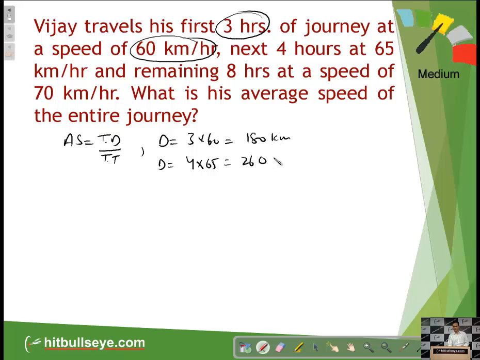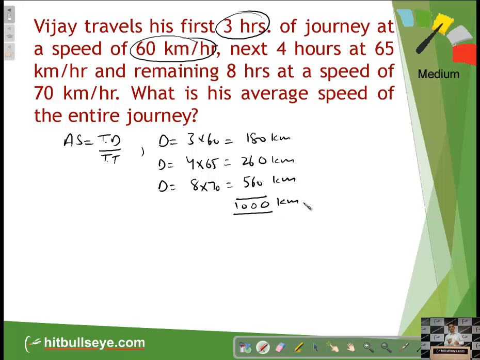It is kilometer, students. And in the last case, distance will be, students, time is 8 hours and speed of 70. So distance will be 8 into 70, 560 kilometer. And now we will do the total. So the total distance will be, students, 1000 kilometer.